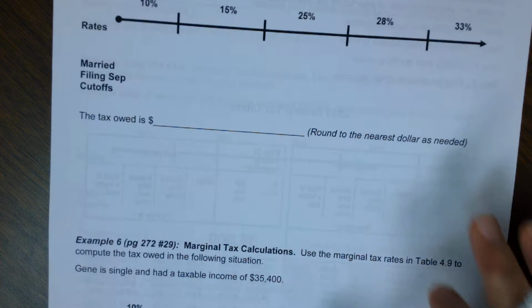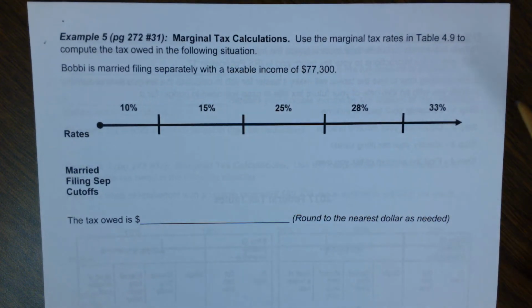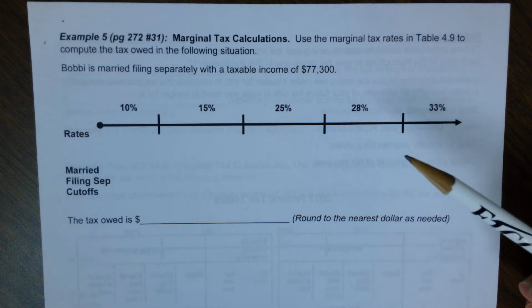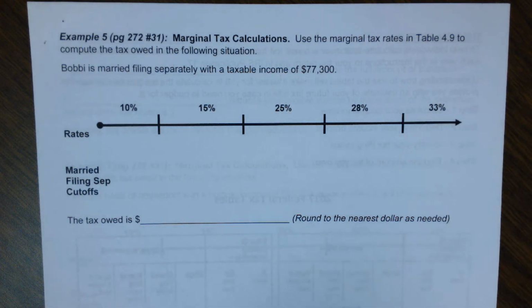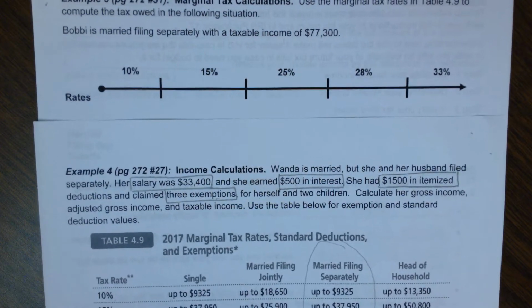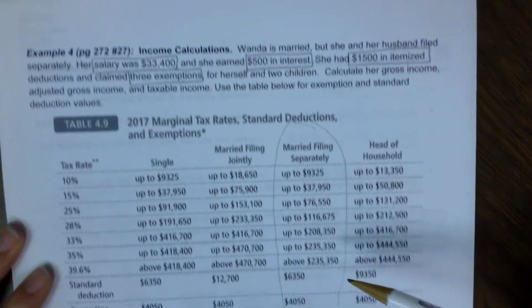Okay, so example. We're going to use the tax rates in table 4.9 to compute the tax owed in this situation. Bobby is married, filing separately, with a taxable income of $77,300. What we're going to do is put this money into boxes. She's married, filing separately, so again, we're going to use this column here.